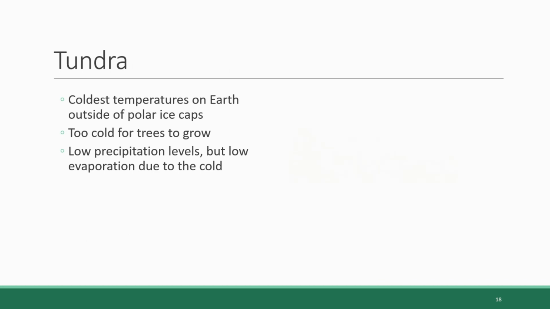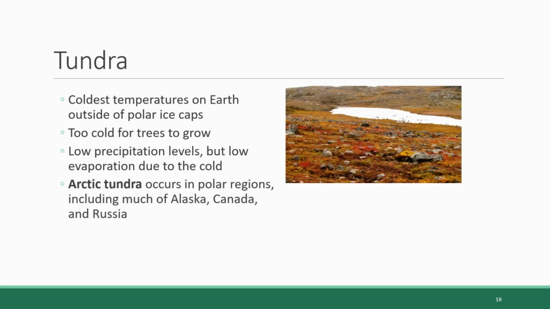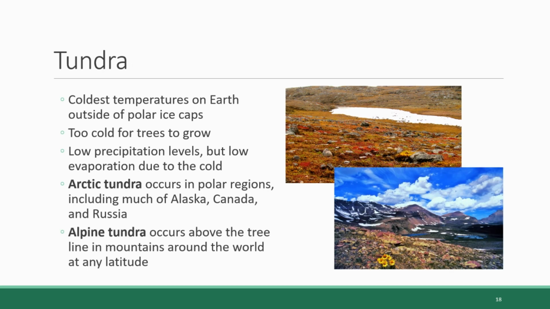There are two different subtypes of tundra. Arctic tundra is the type that occurs in the polar regions, including much of Alaska, Canada, and Russia. And this photo here you see is of Arctic tundra in the Canadian territory of Nunavut. Alpine tundra occurs on mountains throughout the world as long as they are sufficiently tall and cold. So alpine tundra is what you will find above the tree line. And this image here is of alpine tundra in the Uinta Mountains in northern Utah, which are a subrange of the Rocky Mountains.